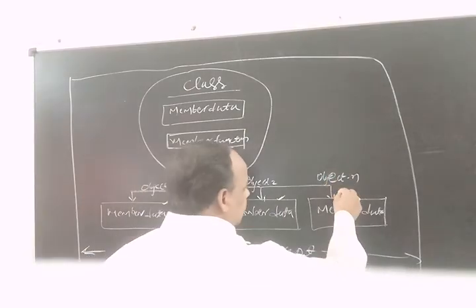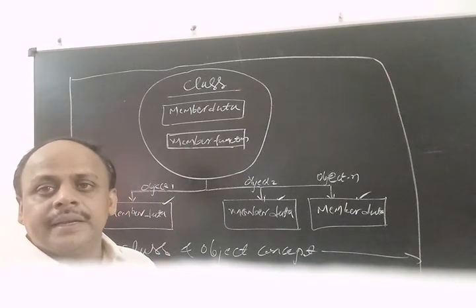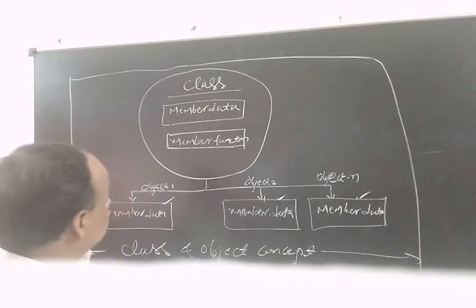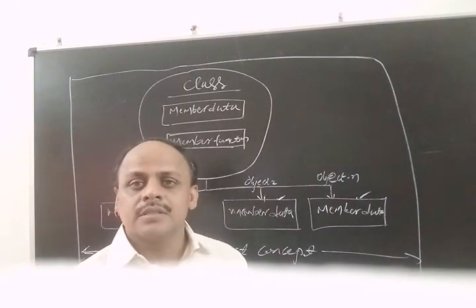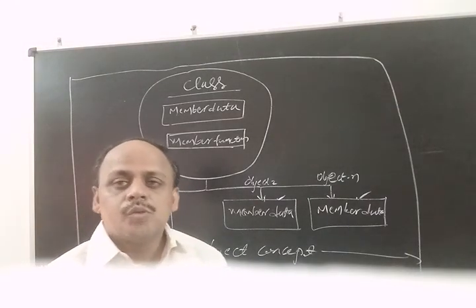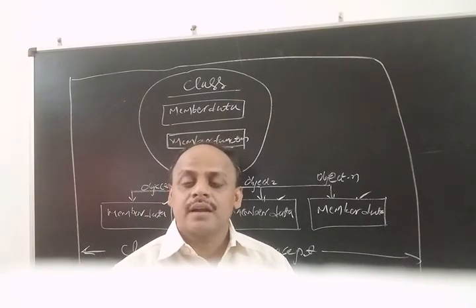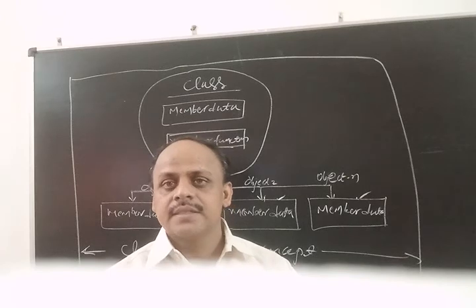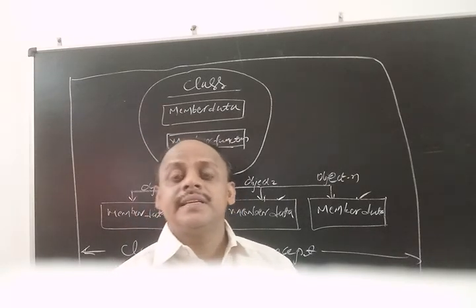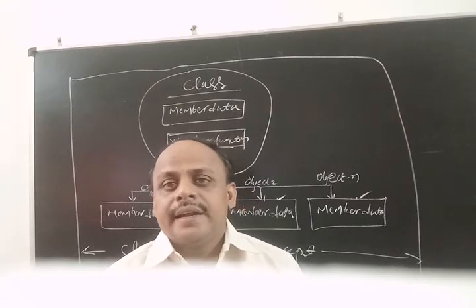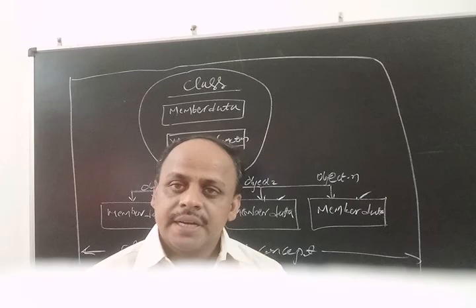This is object n. This also has a separate copy of member data in it. So this diagram represents the class and object concept, right? So what is an object? Class variables are considered as objects. What is a class? A class is a user-defined data type. It contains data members, member functions as well as objects.